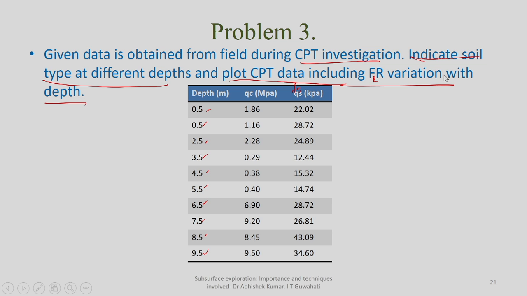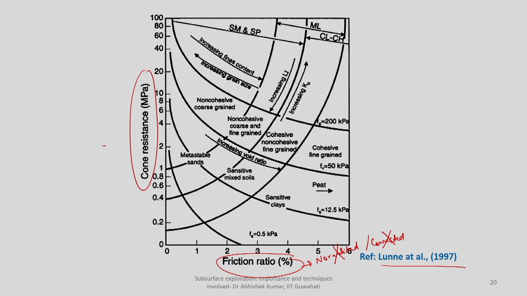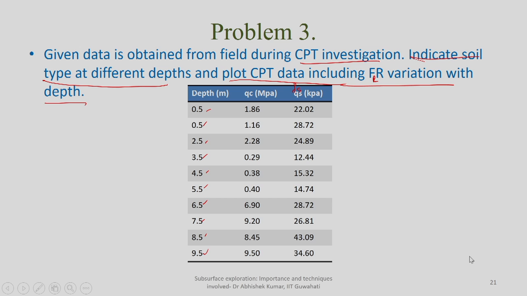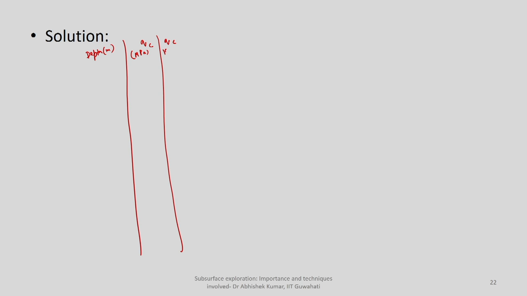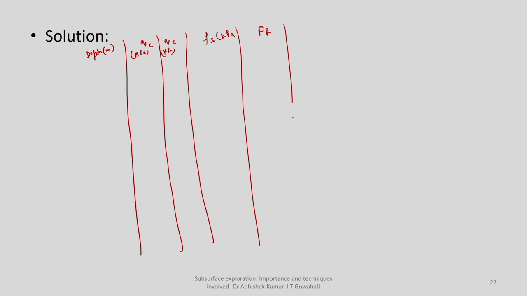So in order to identify the soil type, as highlighted in the previous graph here, once you know the value of QC and the value of FR, you can directly use this graph by Lunne et al. 1997 and classify what kind of soil is available if this kind of data is given to you. So to start with, you can start here with depth in meter, then the value of QC given in MPa, then the QC value you can convert into kPa because the value of FS is also given in kPa. So FS in kPa, then based on this you can determine the value of friction ratio, and then you can determine the soil type. So when you are referring to soil type, you can also very precisely mention here as per Lunne et al.